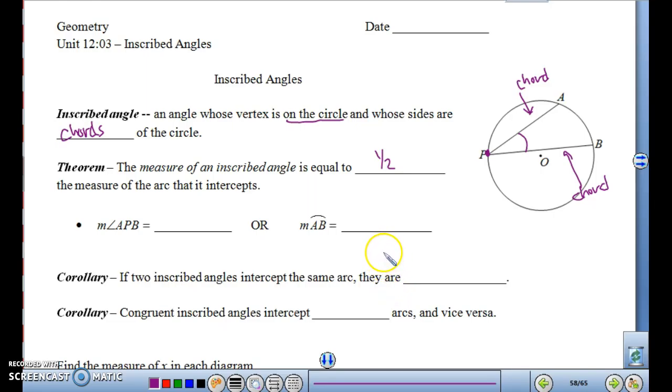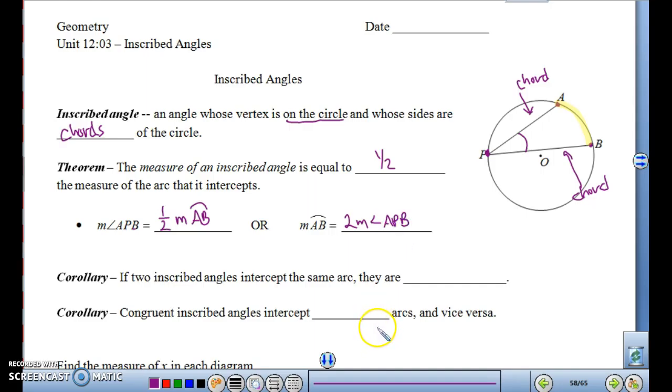Okay, so if I look at angle APB, what arc does APB intercept? Well, if we look at the endpoints of the angle, the chord right here, it comes to AB. So it's going to intercept arc AB. That's the arc it intercepts. So the measure of angle APB will equal half the measure of arc AB. The endpoints of the angle here and here, not the vertex, describe where the arc is. And vice versa. If we have the measure of arc AB, that means that the angle will be twice the measure of whatever the arc is.